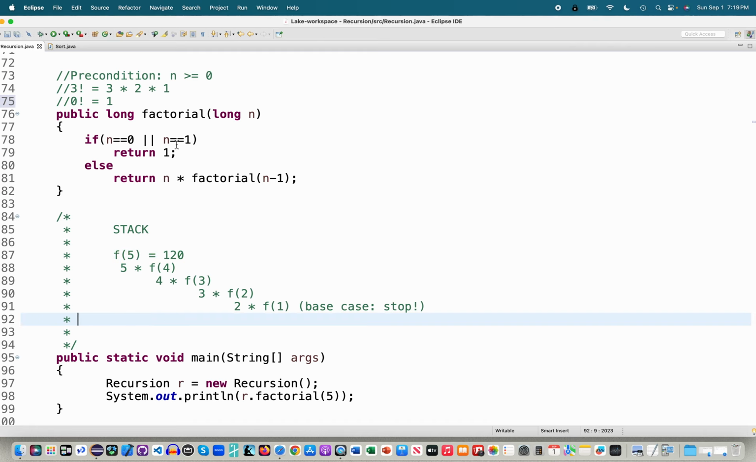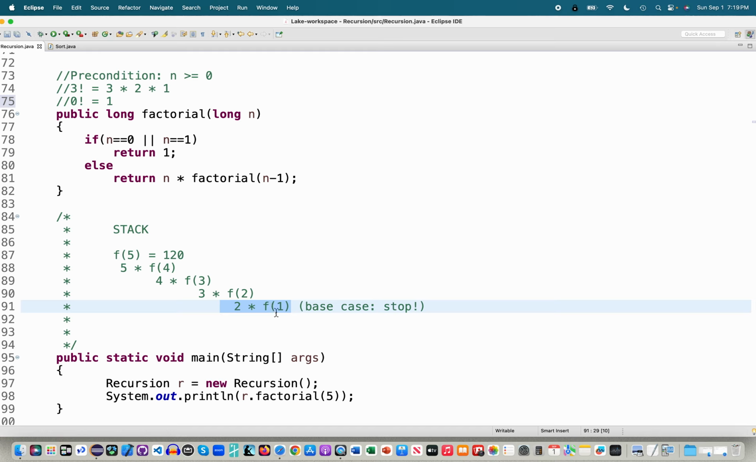5 comes in. It's not a 0. It's not a 1. Push onto the stack. 5 times factorial 4. Then 4 comes back. It's not a 0. It's not a 1. Push onto the stack. 4 times factorial 3. Then 3 pushes 3 times factorial 2. Then 2 pushes 2 times factorial 1. Remember, this is upside down. This is actually at the top.